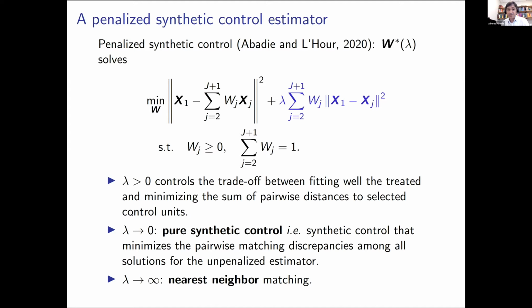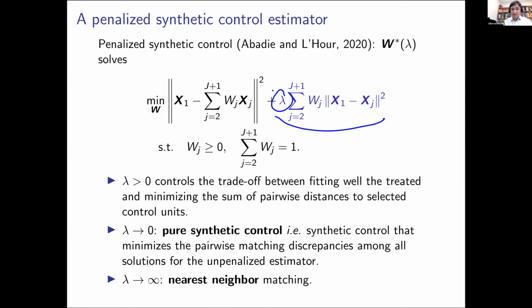It's called penalized synthetic control estimators, and they are going to be very much like the usual synthetic control estimators, but they are going to add this term to the objective function. This term penalizes the discrepancy between the characteristics of the treated unit and the characteristics of each of the units that contribute to the synthetic control. So when this lambda is positive, it controls the trade-off between fitting the treated unit well and minimizing pairwise matching discrepancies between the treated unit and the units in the synthetic control.